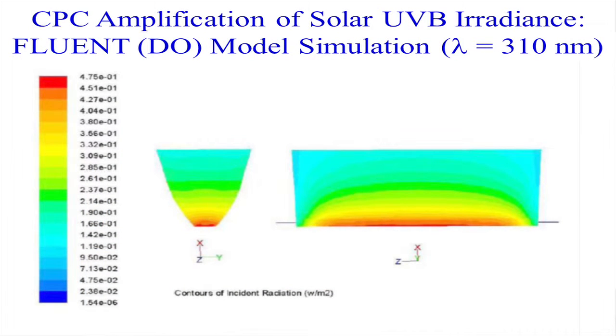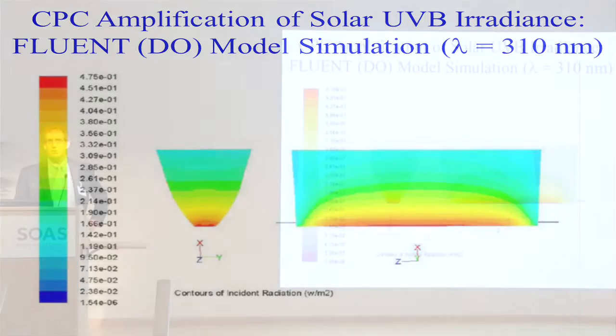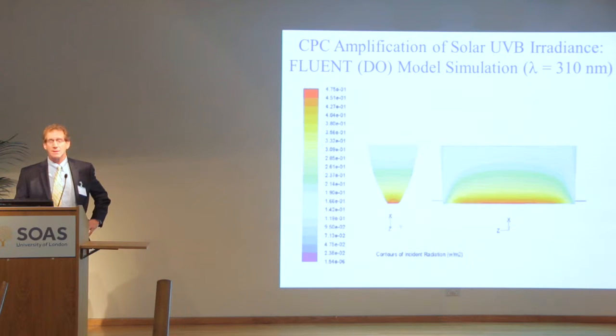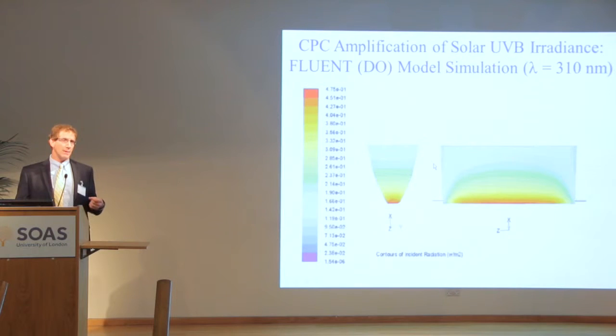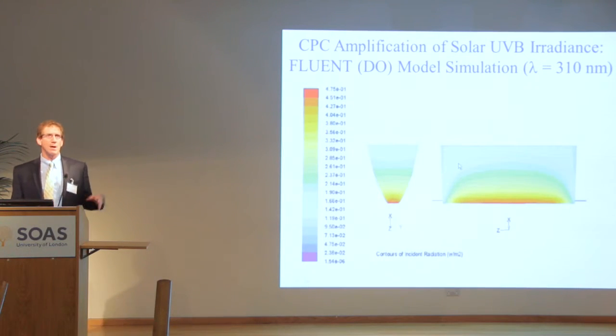This is using what's called the discrete ordinate model to simulate the irradiance pattern within a particular geometry of a reflecting or collecting device. This is a so-called compound parabolic collector, and what it suggests is that this device is amplifying the ambient solar signal by about a factor of 5. That means we can reduce the exposure time by about a factor of 5 relative to what you would accomplish by just having the water out in the open.